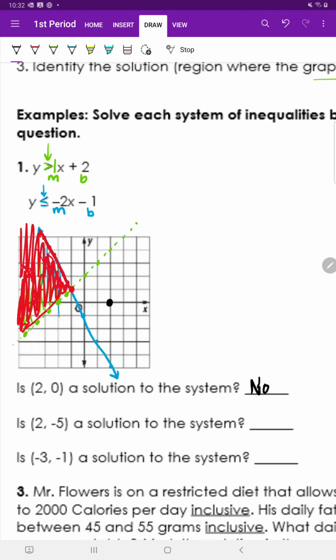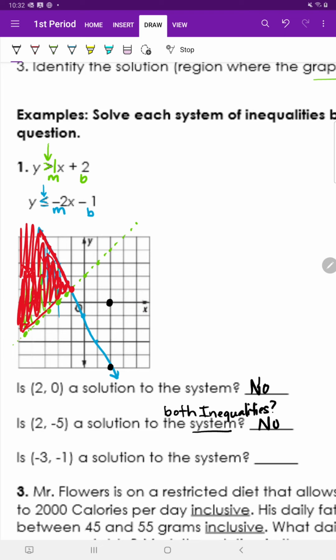The second one says, is 2, -5 a solution? Notice that this sits on the blue line. So 2, -5 is a solution to the blue line, but is it a solution to the system? Another way of saying this is, is it a solution to both lines or both inequalities? And the answer is no. It's a solution to blue, but it's not a solution to green.